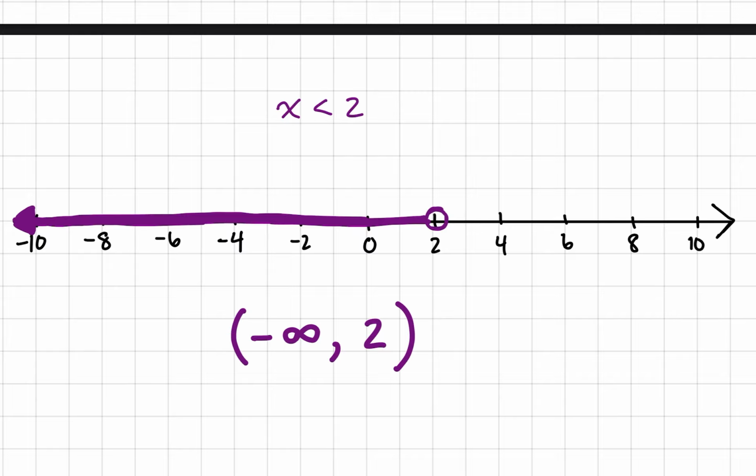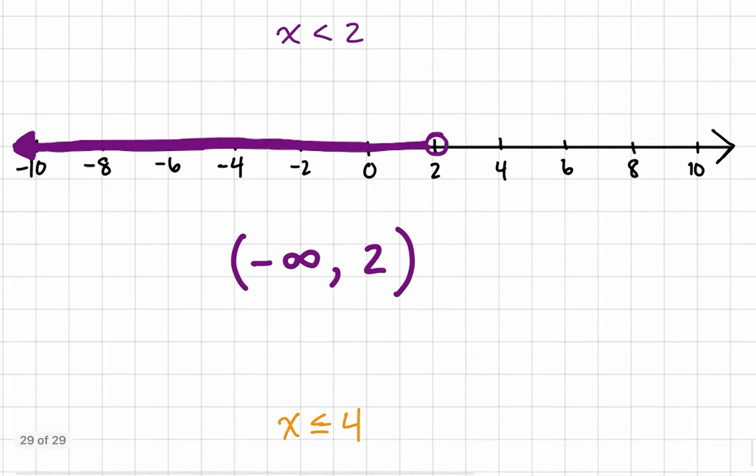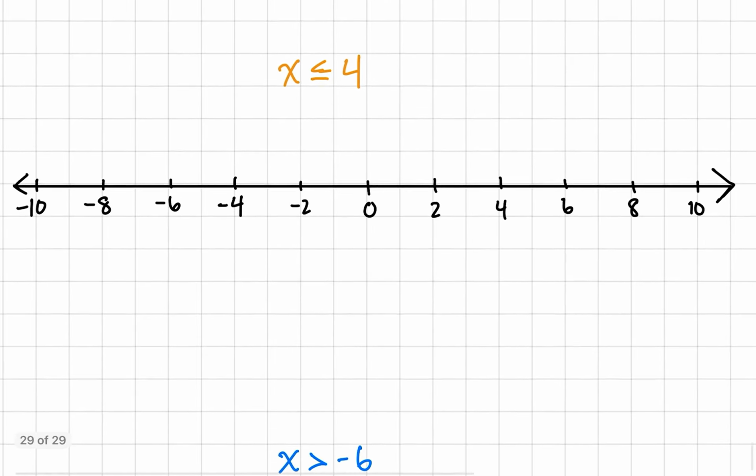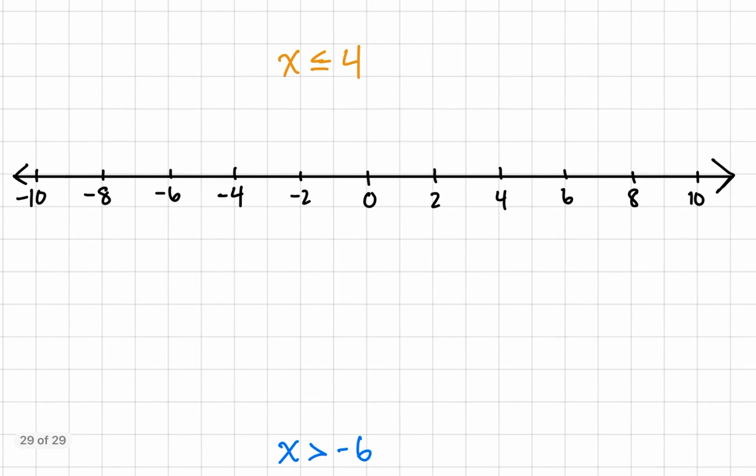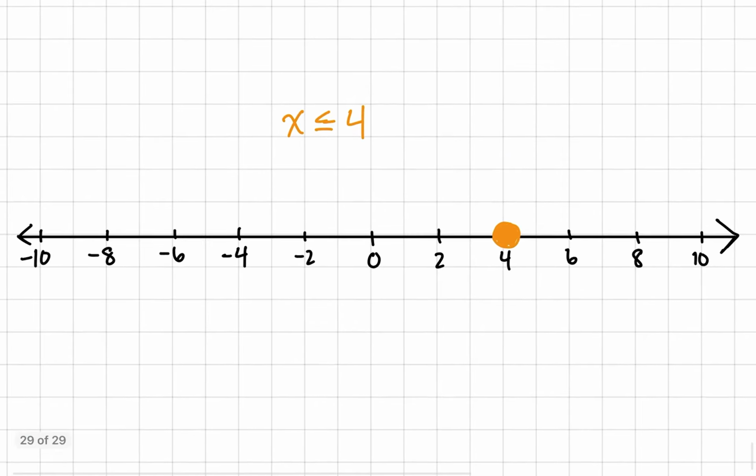So let's do another one of these, but this time we're less than or equal to a value. Again, the idea is the same. We're going to put a circle at 4, but this time we're going to fill in that circle because we're including 4. 4 is part of my solution. And we highlight all the other numbers that make this statement true. Anything that's less than 4 going all the way to negative infinity is going to make this true.